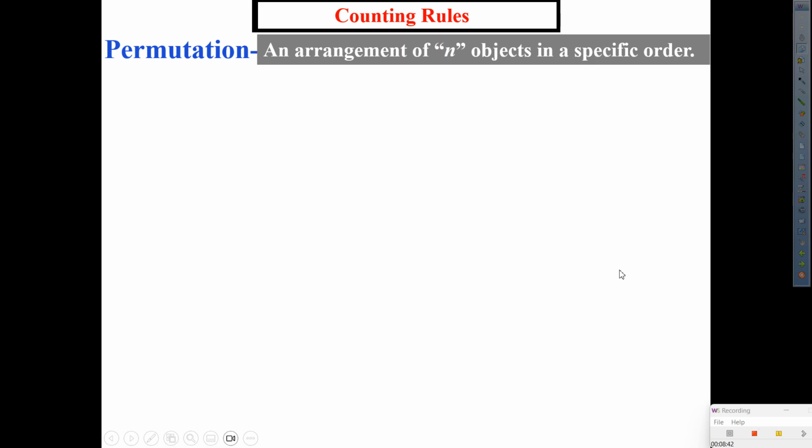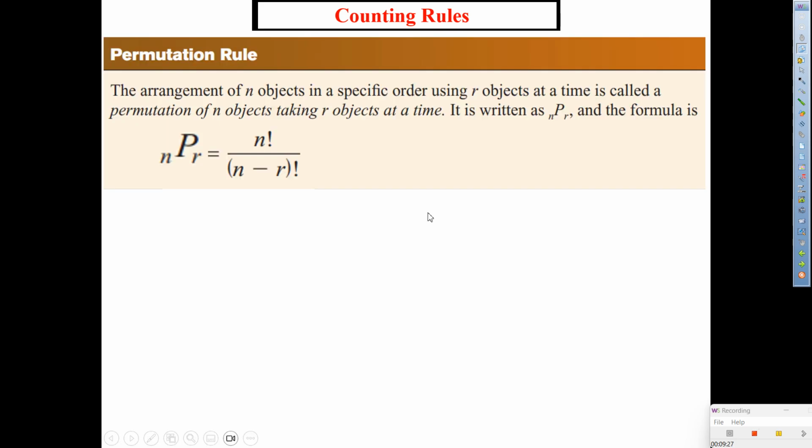So, you wrote that down in your notes. With that comes a rule. Write this rule down: nPr equals n factorial over n minus r factorial. And that's going to be our permutation rule, and I'll elaborate more on that. Copy that really quick.